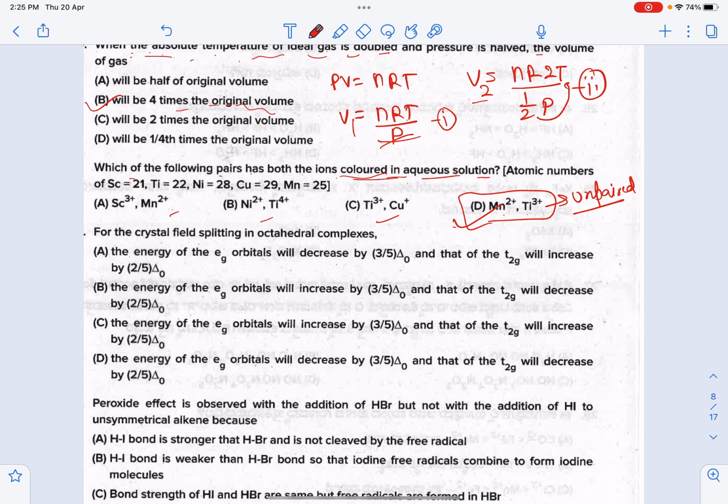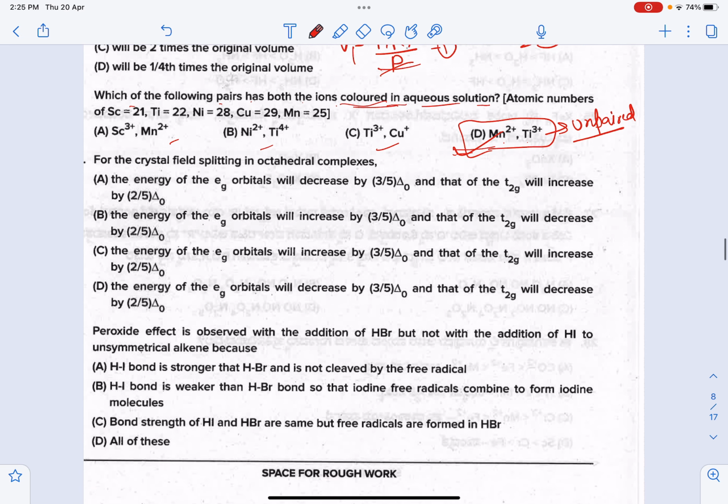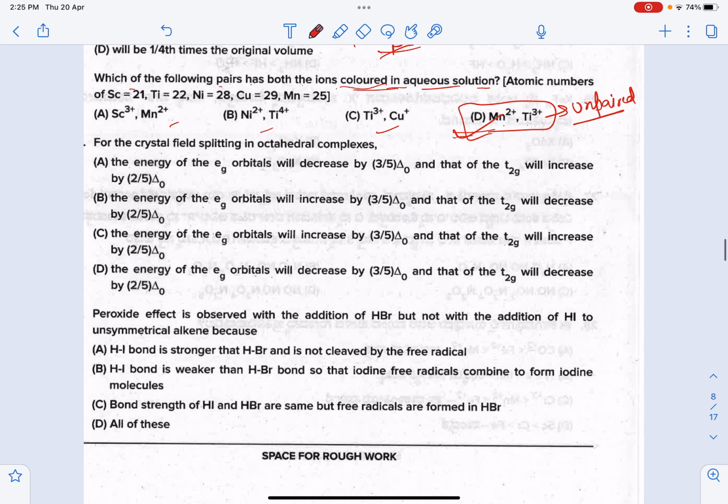They may not have unpaired electrons, they may have paired electrons. Okay, so this option will be correct. Just check yourself. Now the next question is, for the crystal field splitting in an octahedral complex, which one is correct?